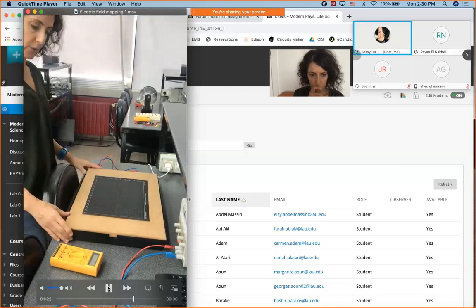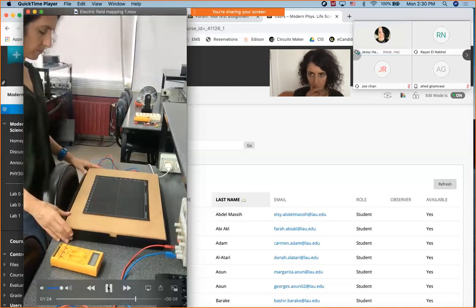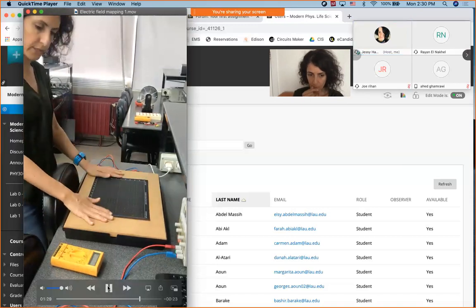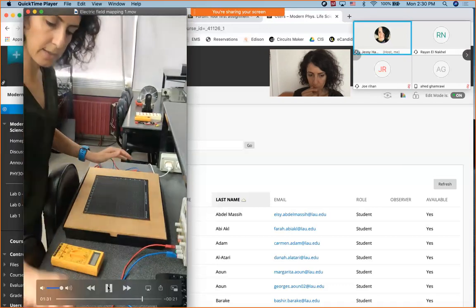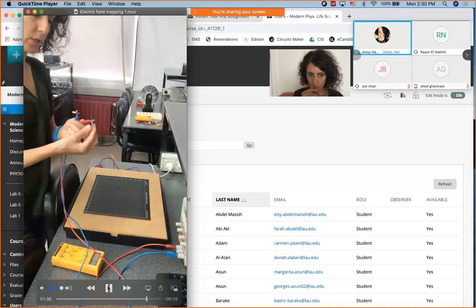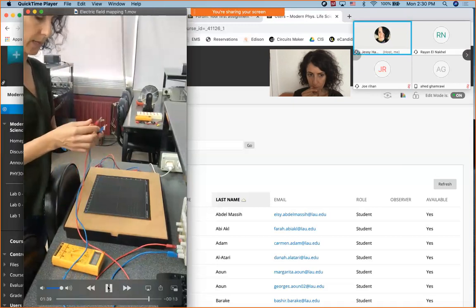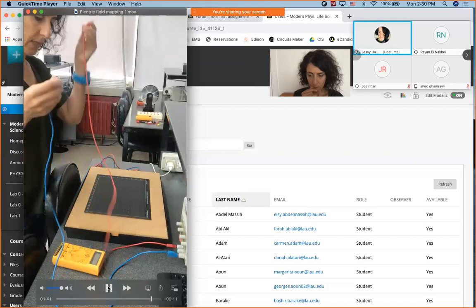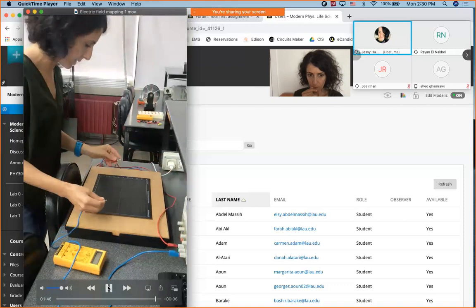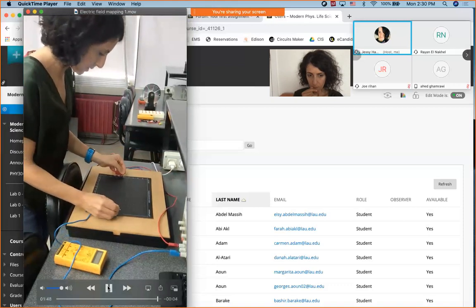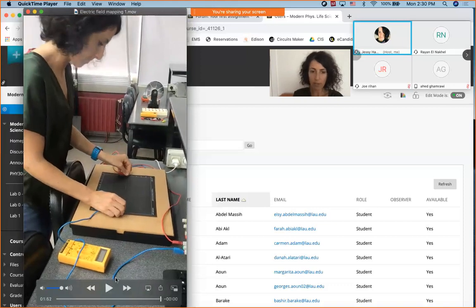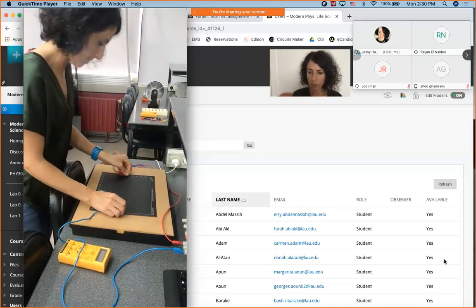Now the procedure. I'm gonna place the conductive paper on top of the board. I need to make sure I have conductive pins attached to my wires. Okay. I'm gonna poke the paper rigidly at the extremities of the paper. All right, so this was the first part of the lab.